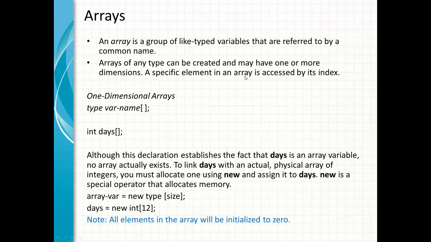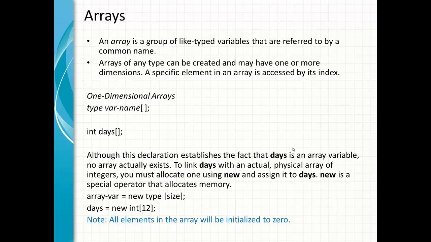An array of any type can be created and may have one or more dimensions. They can be one-dimensional or multi-dimensional. A specific element in an array is accessed by its index. So let us say I want to put 10 names, strings. I will create a string type of array which will hold 10 names.